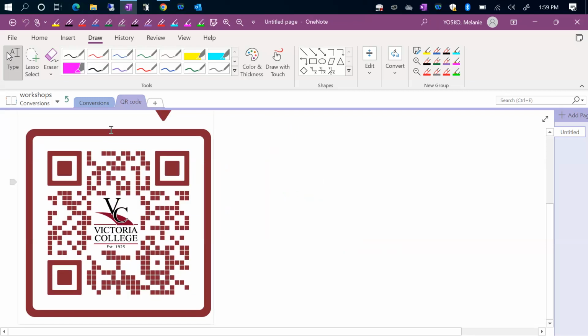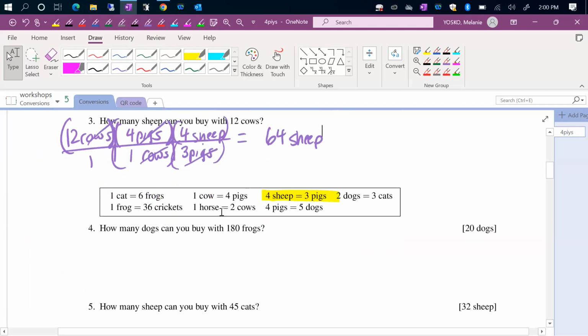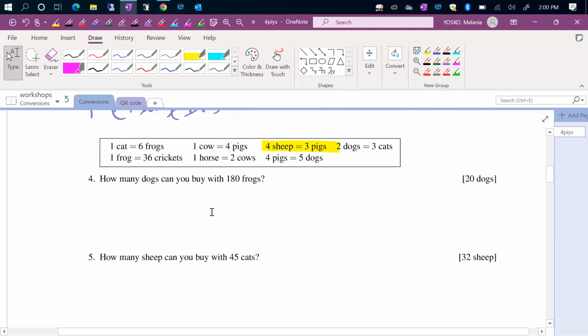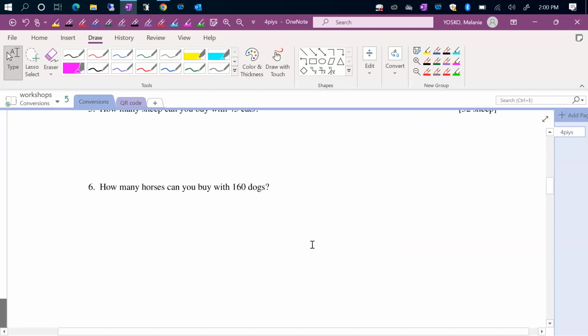Okay, let's try another one. So you can see I've given you the answer to number 4 and number 5, so you can try those on your own. Let's look at number 6. How many horses can you buy with 160 dogs? What do we start with? Given dogs. So 160 dogs.